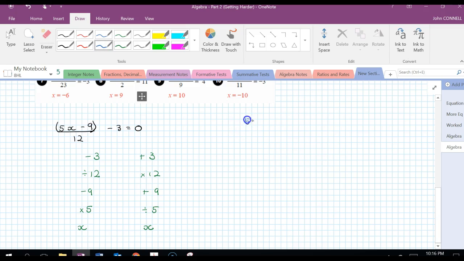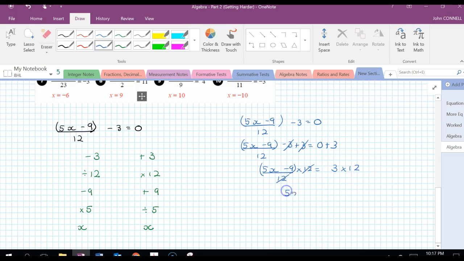So doing this, (5x take 9) on 12 take 3 equals 0. So first thing we do is we add 3. So (5x take 9), and I'm going to include the brackets here, even though they're not needed, because it's implied. So it's take 3 plus 3 is equal to 0 plus 3. So the 3s there cancel. So it's (5x take 9) on 12 is equal to 3, and now we're multiplying both sides by 12. So we're keeping those brackets there. So the 12s cancel.